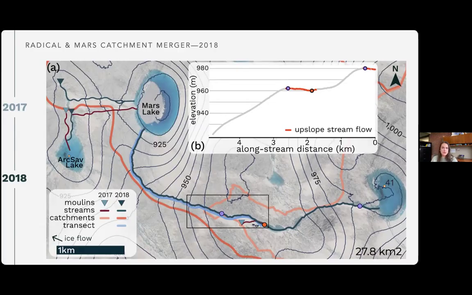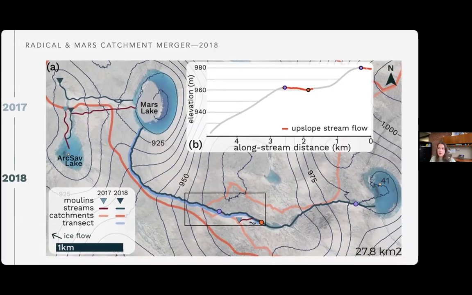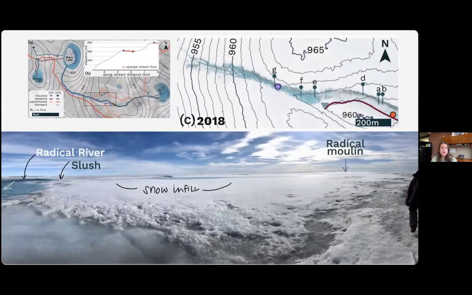So now I'm going to show some ground observations to try to deduce what the cause was here. At the intersection between Radical River, where it started to divert from its previous flow, we see a very long snow-filled intersection. Here on the left, you can see Radical River flowing towards the camera, a very slushy interface, snow filling the channel that had formed the previous year, and then this snow plug that formed there, completely blocking off access to Radical Moulin.